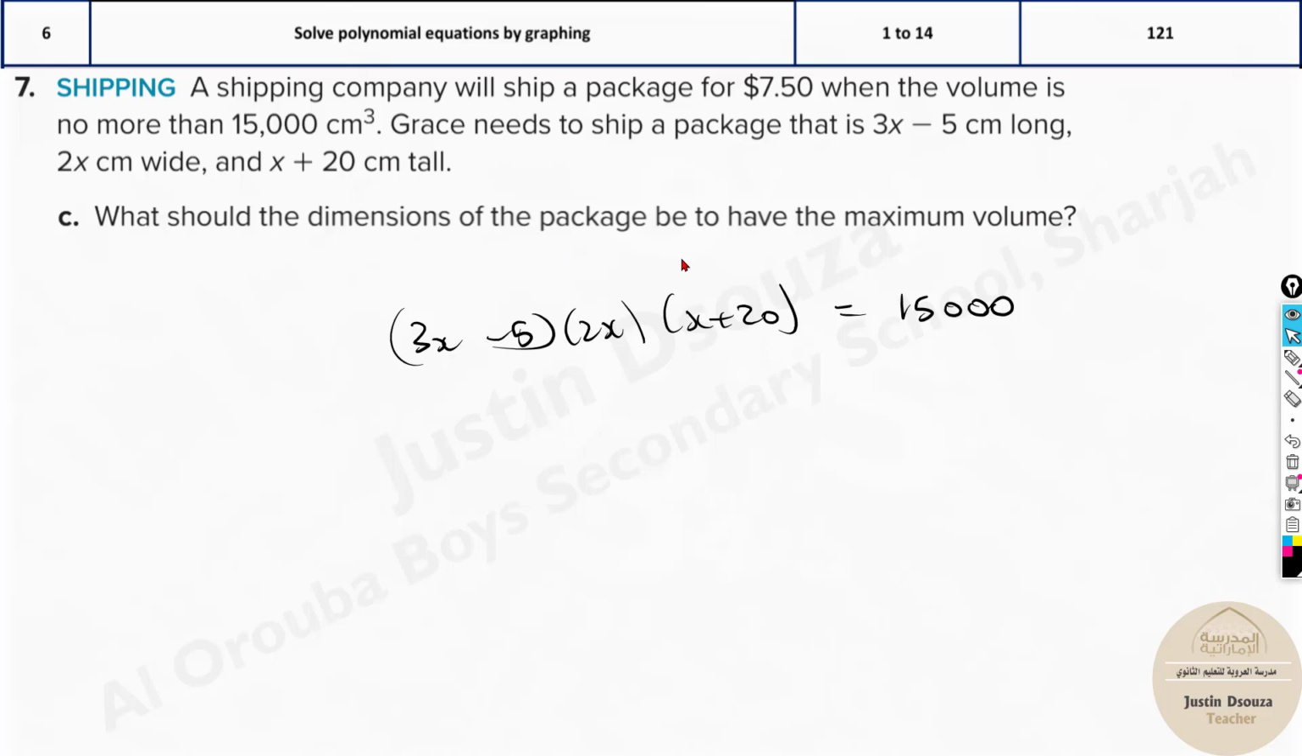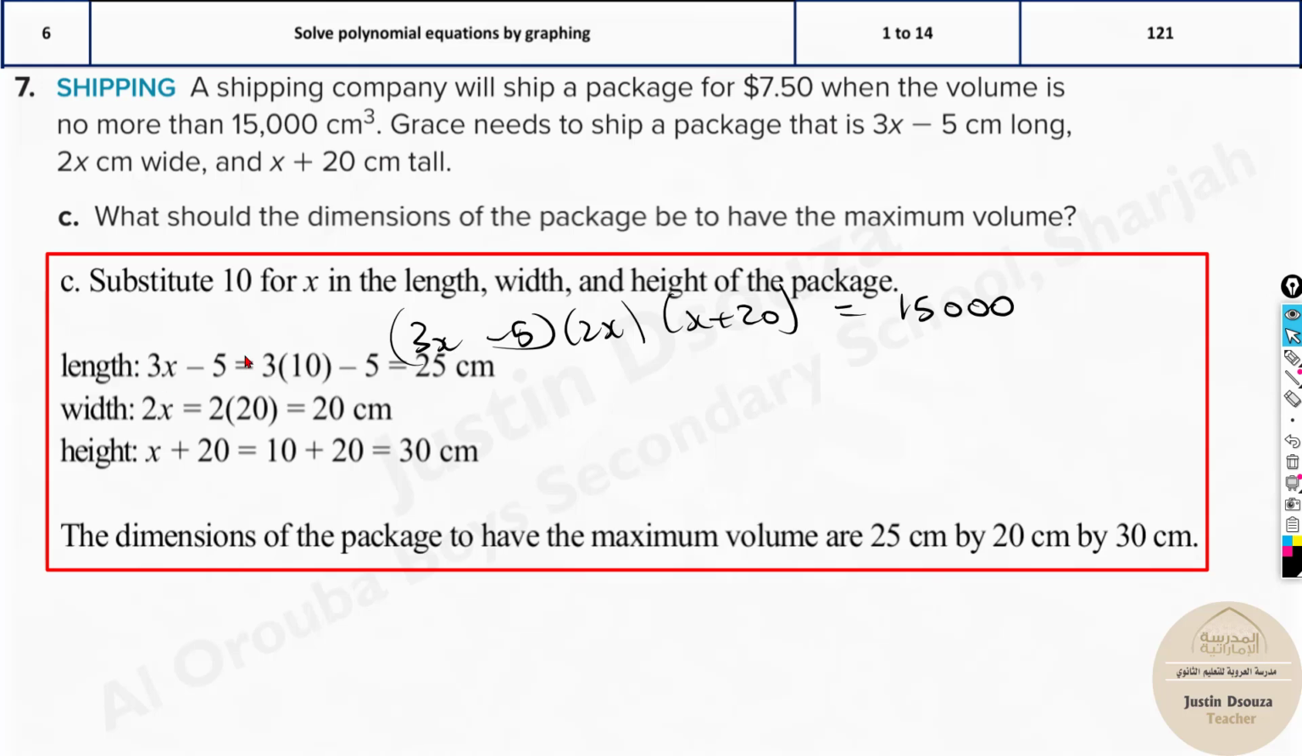Now, what is the dimension of the package to have maximum volume? So now we know x is 10, right? Substitute 10 over here for each of this. 3x minus 5, substitute 10. What is the answer? Length is 25 centimeters. Width is 20 and height is 30.